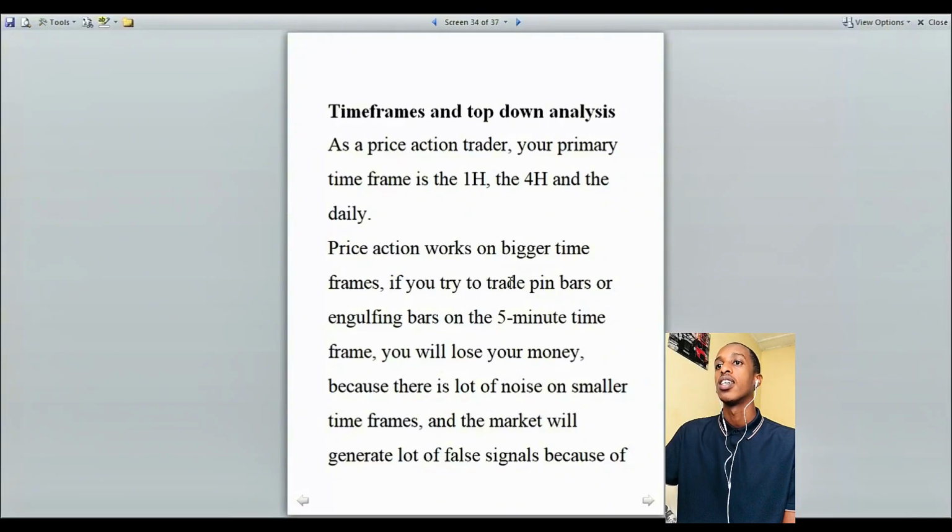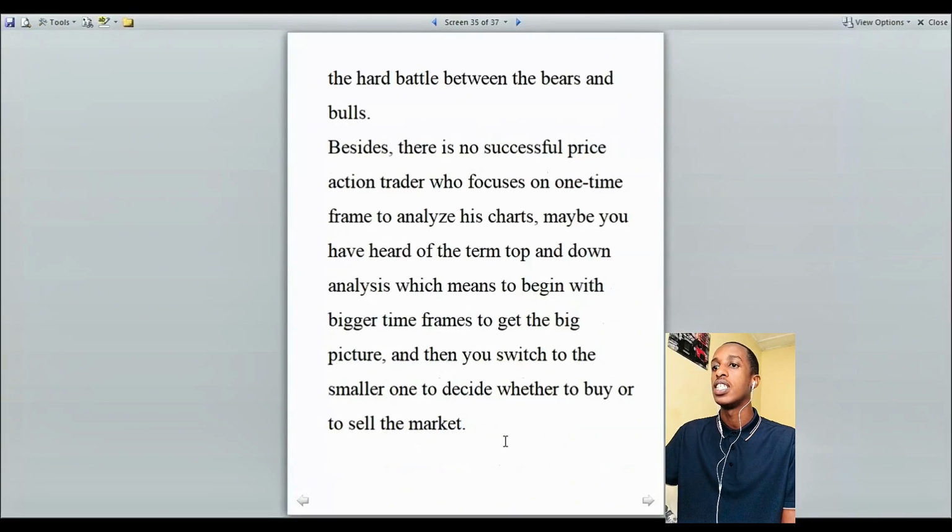If you try to trade pin bars or engulfing bars on the 5 minutes time frame, you will lose your money because there is a lot of noise on smaller time frames, and the market will always generate a lot of false signals because of the hard battle between the bears and the bulls.